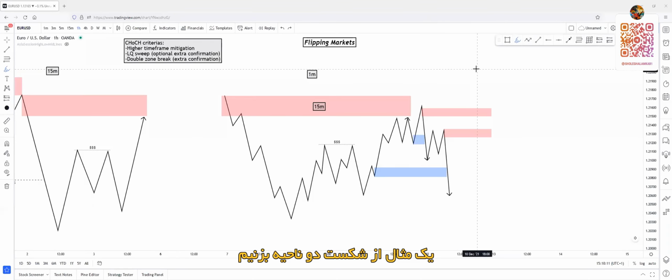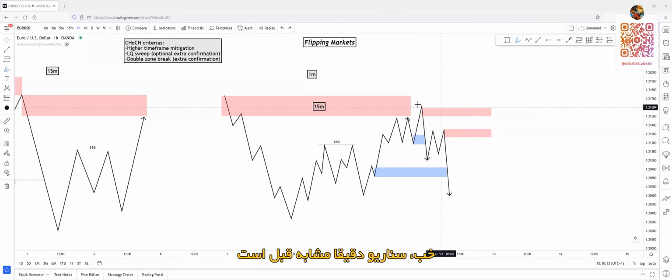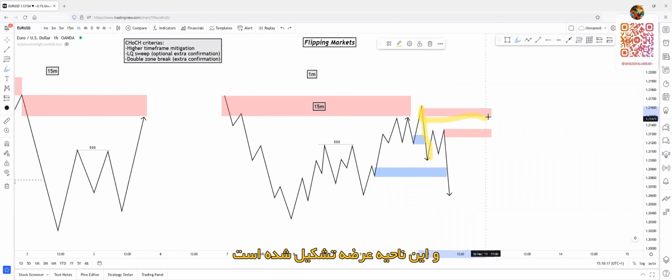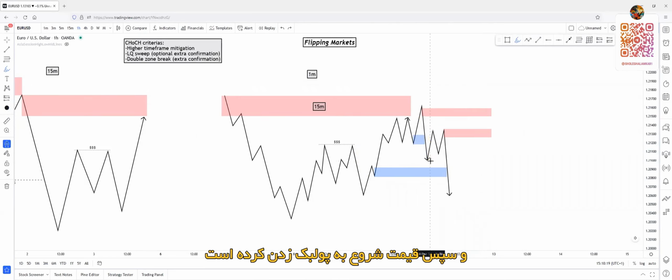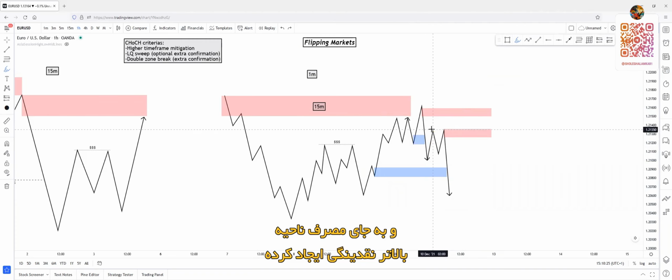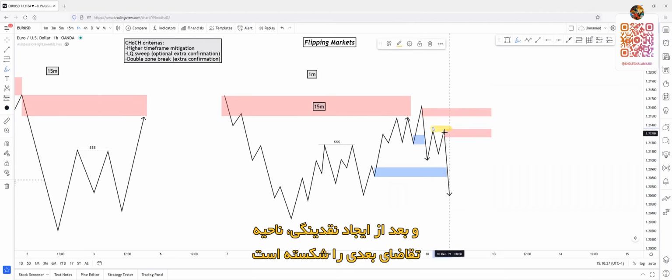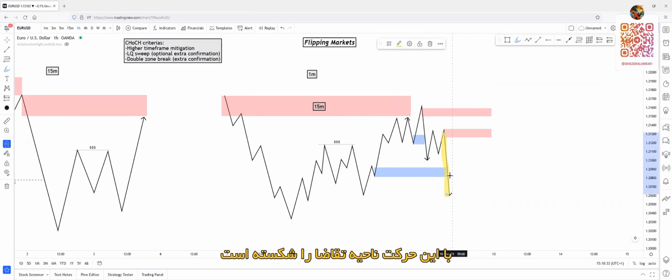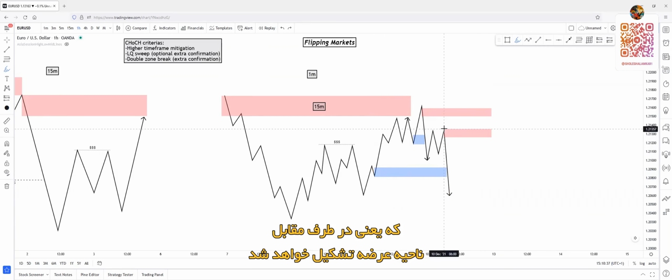Okay, let's see an example for the double zone break. So the scenario is the same. Price broke through the last demand zone, which is this one, and created this supply zone. After this, price started to do a pullback here, but it couldn't mitigate the upper zone. Instead of mitigating the upper zone, it created liquidity. And after the liquidity creation, it broke through the next demand zone, which is this one. It broke through this demand zone with this movement. So a zone has been broken, which means an opposite sign zone will be created, which is this supply zone.